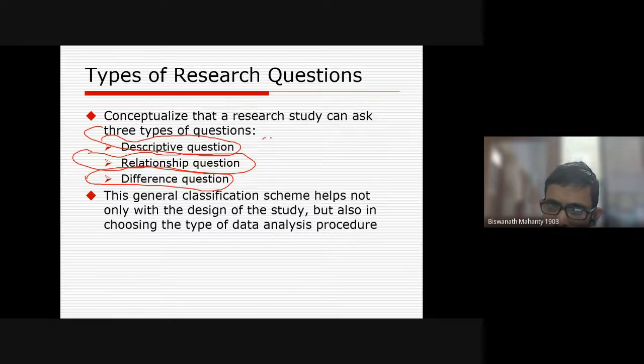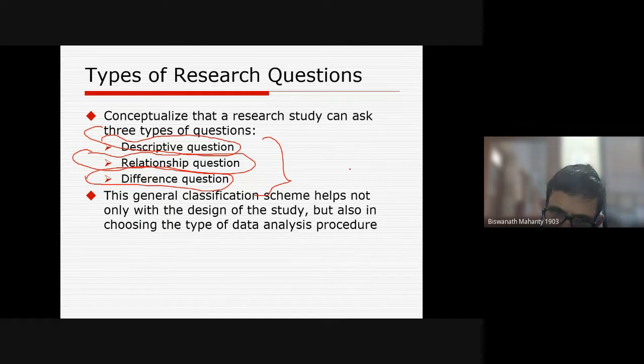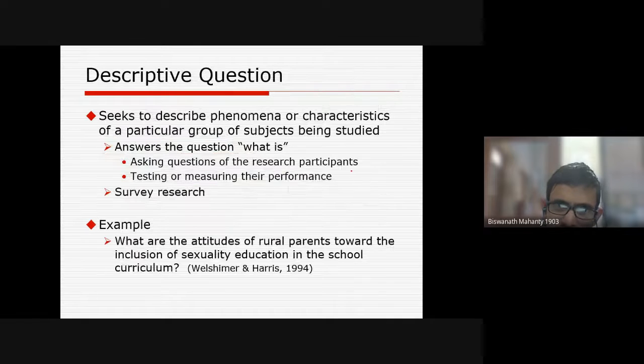So these questions could always be asked whenever I choose any data analysis plan. If I take an example, then it will be easier for you to understand these queries. Descriptive questions ask what is, asking questions about the research participants, testing, measuring their performance, survey research. So we can also have a descriptive approach.